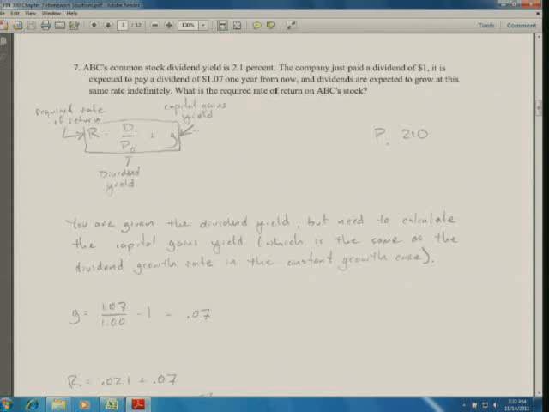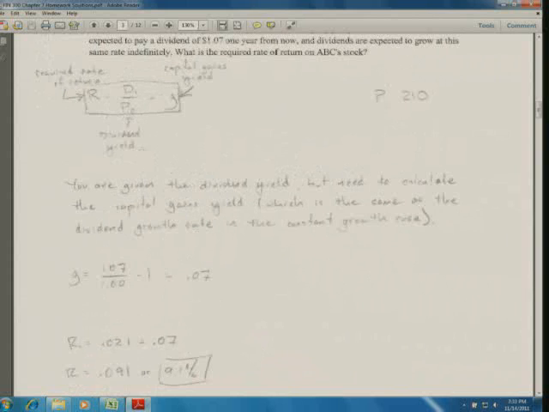We want to know what the required rate of return is. Well, it gave us the dividend yield directly. It tells us the dividend yield is 2.1%. But then it also indirectly gave us the capital gains yield. We know the last dividend was $1, and the next one is $1.07, and we expect it to grow at that rate continually. So all we have to do is find the growth rate between $1 and $1.07, and that's our g. So we can just plug those numbers in and add them together, and that's our required rate of return for the stock. So that's what we do here.